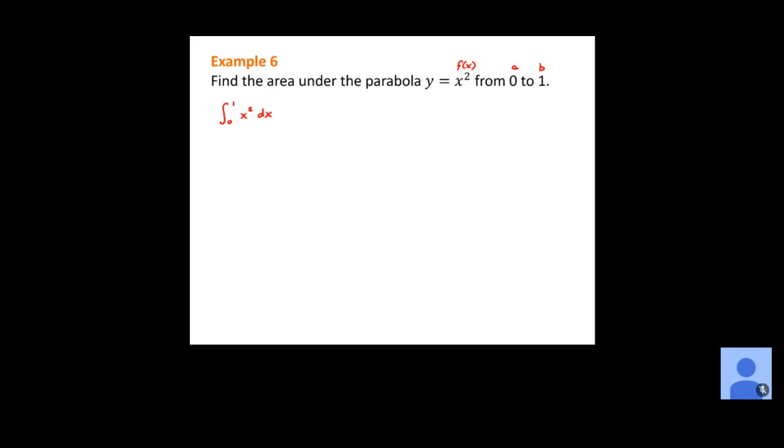So that's the setup for this one, right? Anytime they give you the interval and they give you the function, we're looking for the area. It's the integral along that interval of our function. Any questions about that?